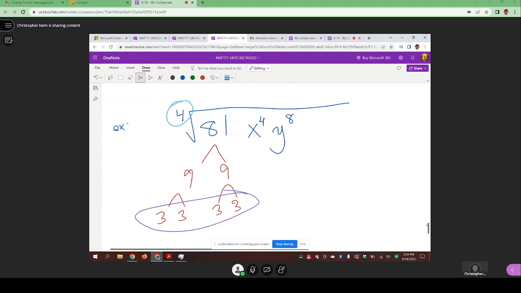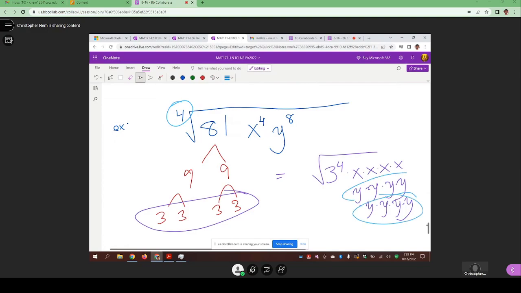Then I can rewrite this as 3 to the 4th power, and I'm going to break up x and y because some people don't know how to deal with the variables. We know this is the exact same thing. I'm saying x times x times x times x times y times y times y times y times y times y times y times y. And then if I group them up in groups of 4, like I did with the prime numbers, boom, boom, boom. I get the single representation of each of them.